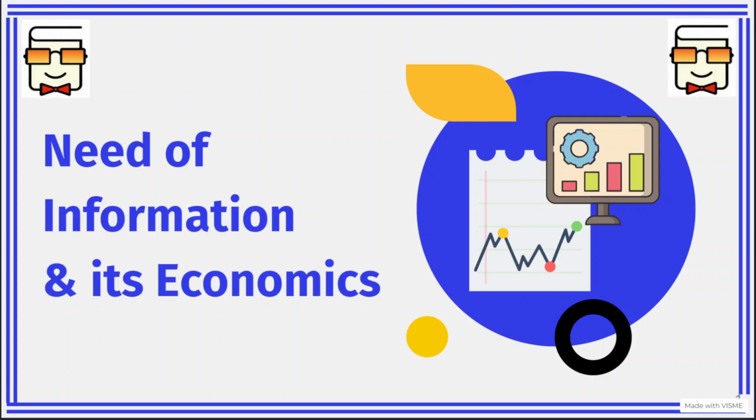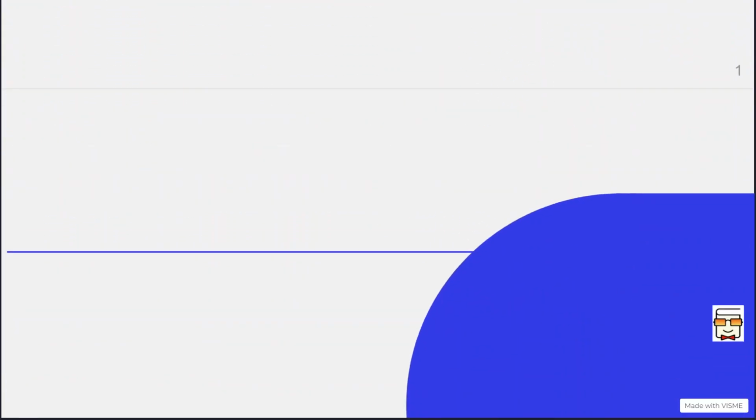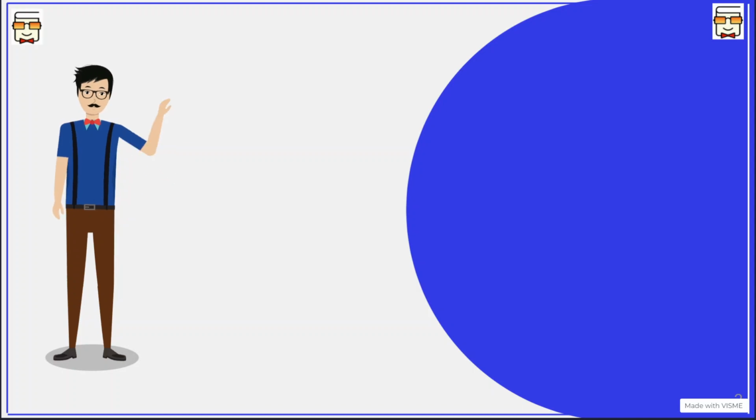So in the previous videos we have seen that MIS or management information systems are developed to obtain some useful information from the data that is given to them. But why do we need information and what are the economic aspects of obtaining the information? Let us analyze that in today's video. So, starting with the need for information.